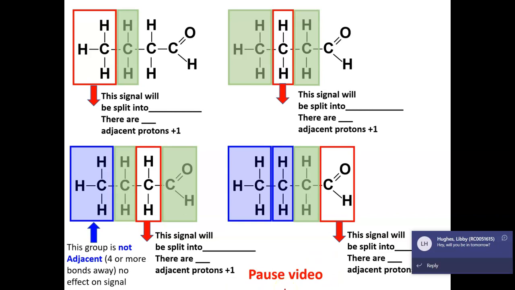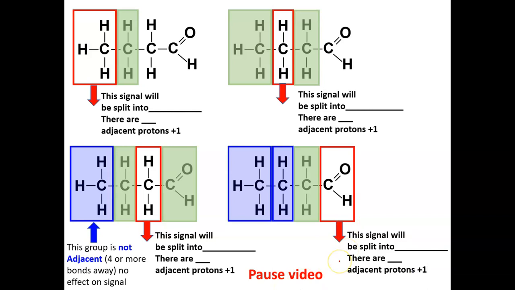And then finally, the aldehyde group on the far right-hand side, we can see that that solitary aldehyde hydrogen is only influenced by the immediate methylene group to the left of it. So that will be split into a triplet because there are 2 adjacent protons plus 1.